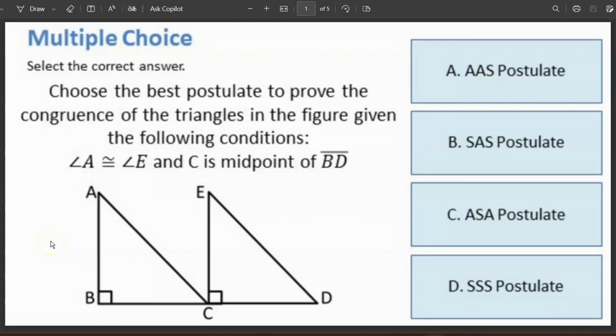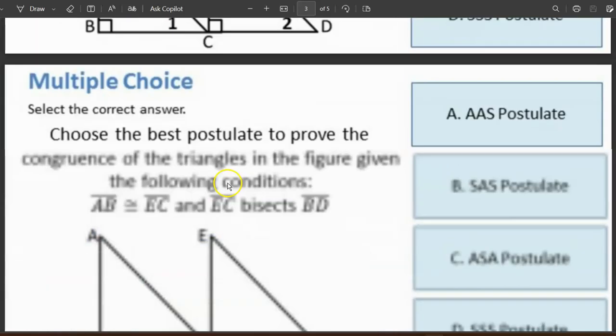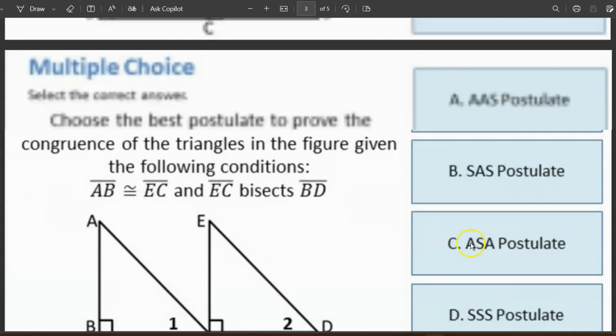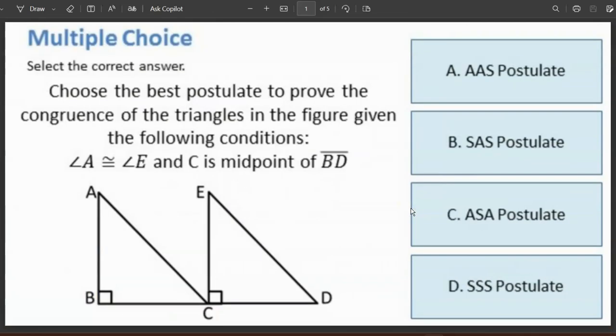For this video, we are going to talk about triangle congruence. So I have here an exercise prepared for you. There are actually 5 items. All we have to do is identify which postulate will prove the congruence of the triangles given. So let's start with number 1, or item 1.